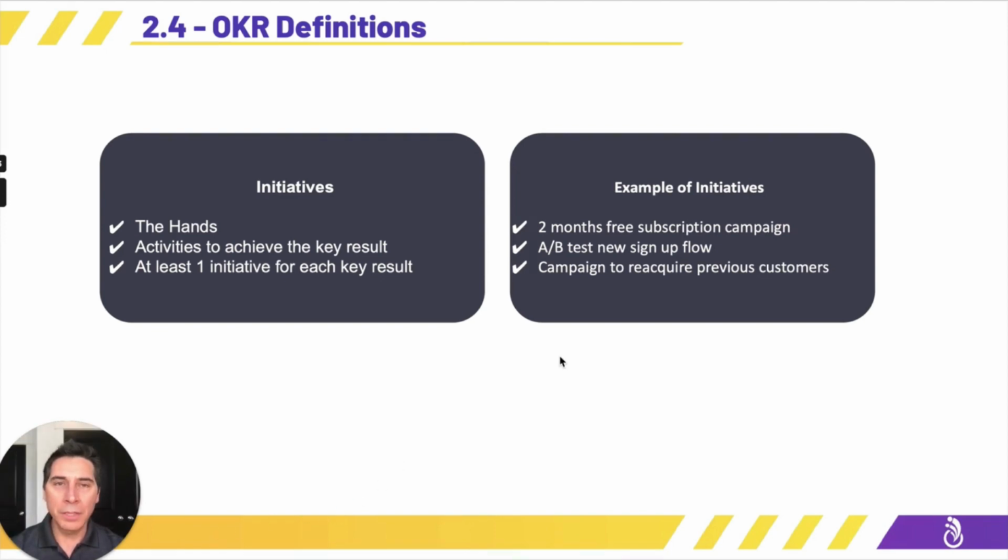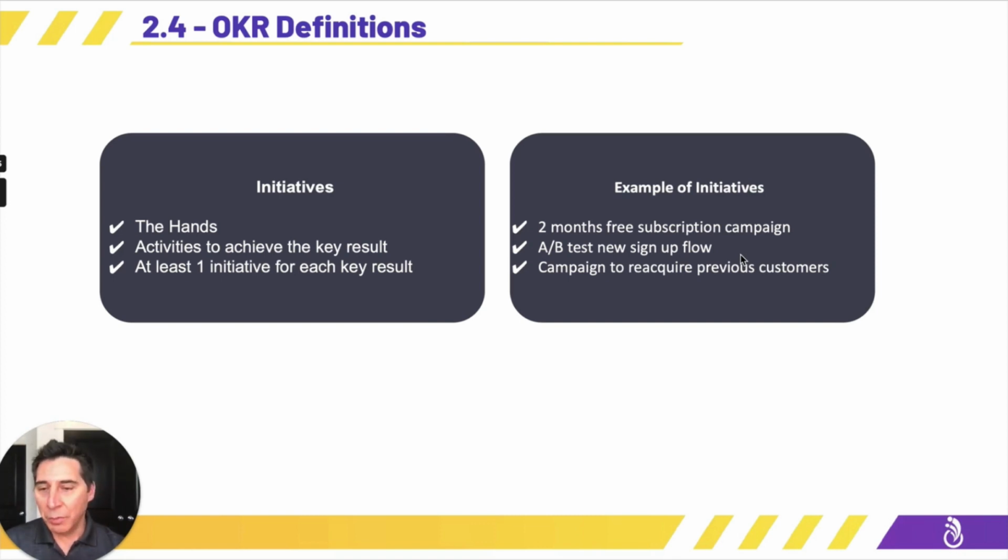So let's look at some examples of initiatives. In this case here, we may have something like a 2-month free subscription campaign, right? Some sort of campaign that we give to all new users that sign up, right? So that may be an example of an initiative. By the same token, we may have A/B testing a new sign-up flow as another initiative. That may be a product feature that we're doing.